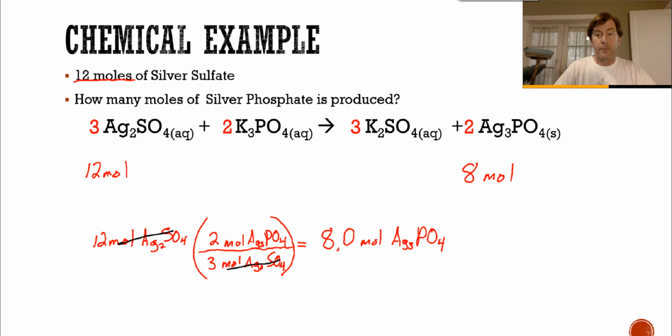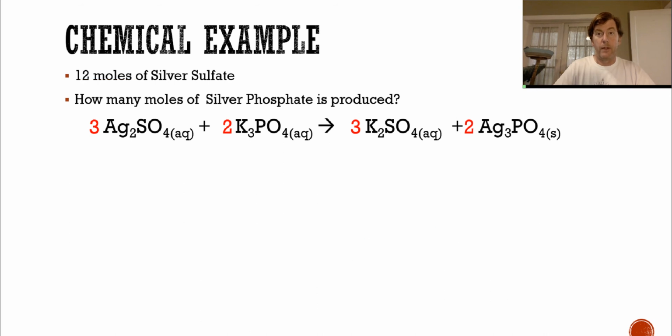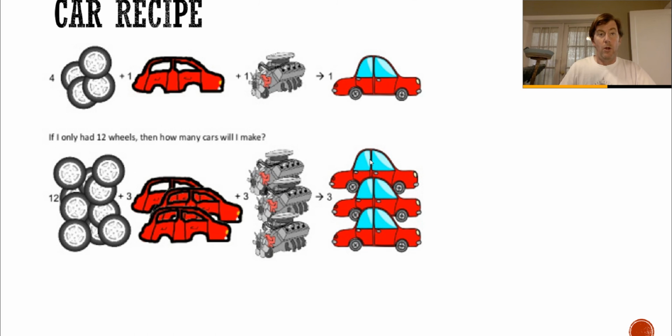So, let's try another. When we think about these molar ratios, it's just like dealing with something like a car. What's the recipe for building a car? Well, you need 4 wheels, a chassis, and a motor, and then that will make 1 car. If I had 12 wheels, how many cars could I make? Well, I need a group of 4. How many groups of 4 are in 12? There's 3 of them. So I'd have to have 3 chassis and 3 motors to make 3 cars.